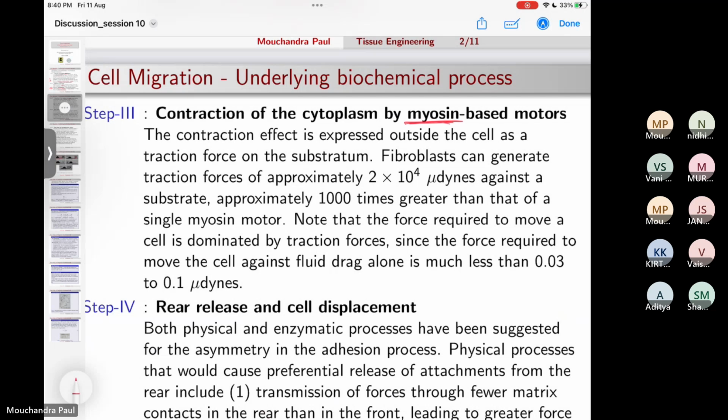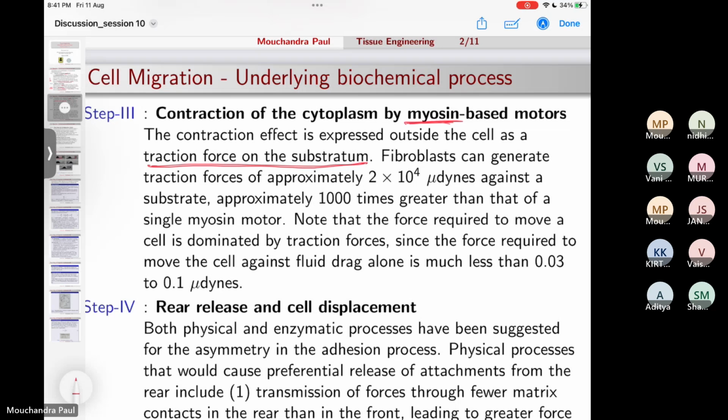Also, when you studied how muscles contract and relax in class 12th, there also we talked about these classes of proteins. One is the actin filament in the cytoskeleton, and with the actin filaments is another cytoskeleton protein called myosin, and this myosin protein helps in contraction. Because of this contraction effect, the cell is able to move forward, means the cell is able to apply a traction force on the substrate.